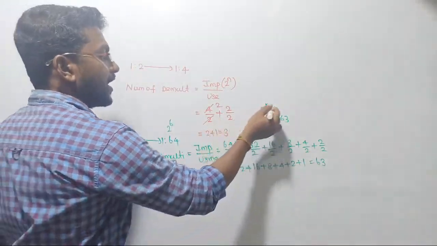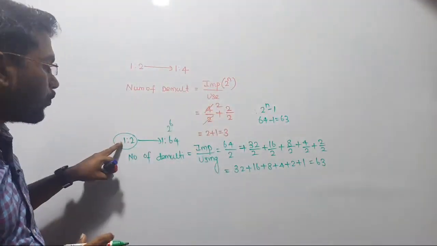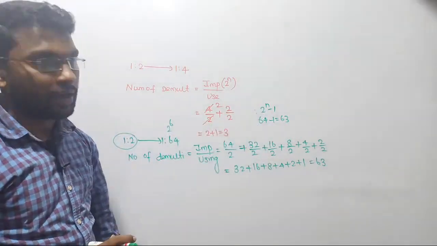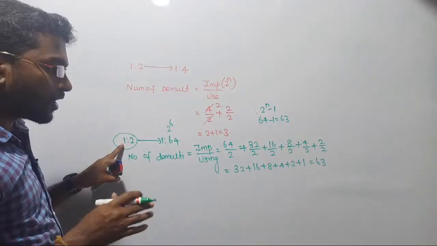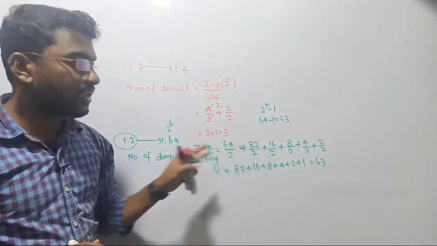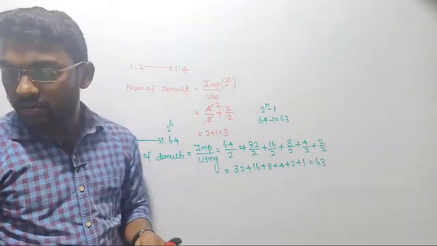So you can easily identify it whenever you use 1 cross 2, but the general formula is 2 power n minus 1. But in the rest of the cases, if they are using some 1 cross 4 mux or 1 cross 8 mux, then you have to go with the general procedure in order to identify the total number of demultiplexers. Okay, fine. Things are clear to you all.